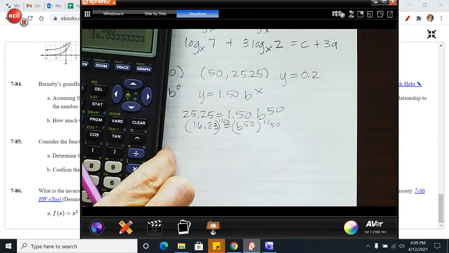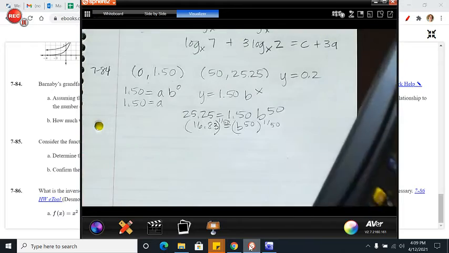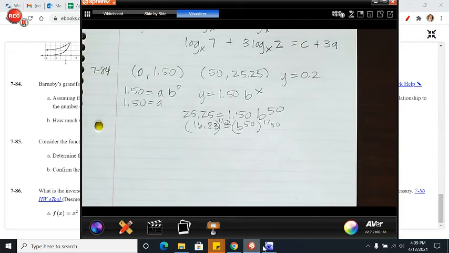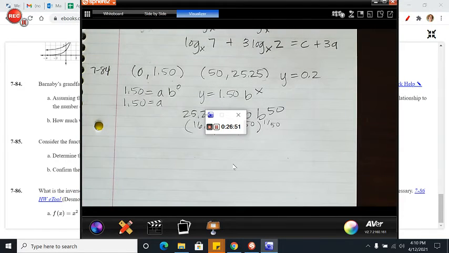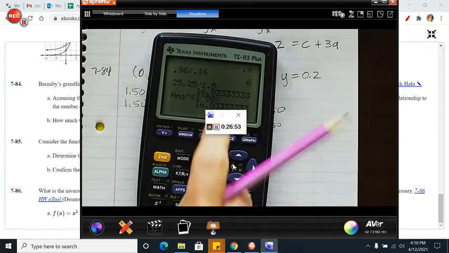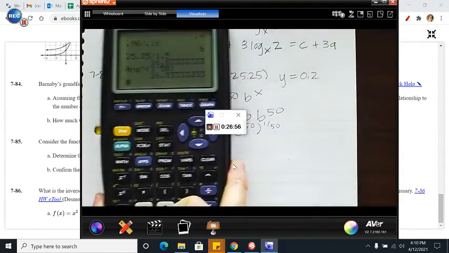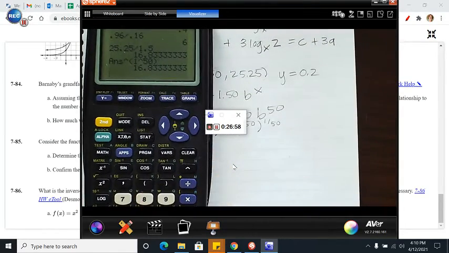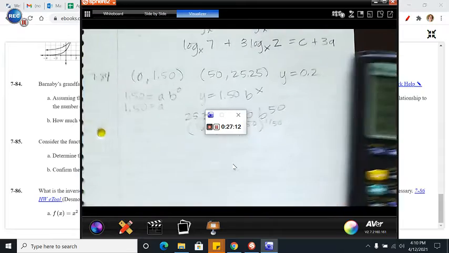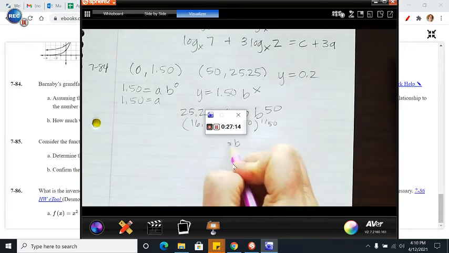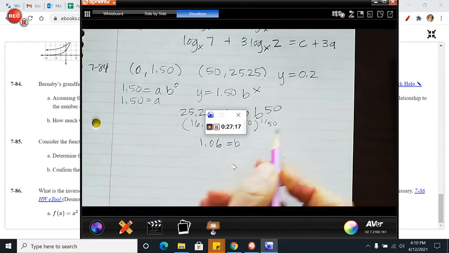Oops. I don't think I did that right. Hold on a second. Whoops, I put 1 raised to the 50th instead of 1 over 50. Let me try that again. 25.25 divided by 1.5 is this, raised to the 1 over 50, is 1.06. So B is 1.06.